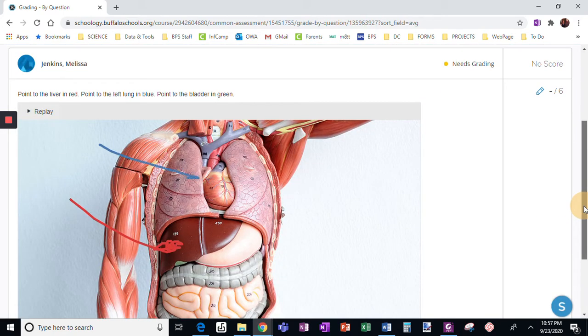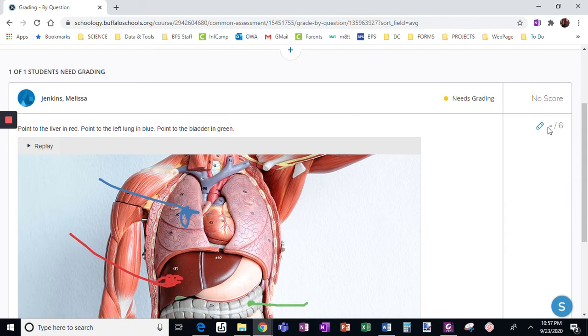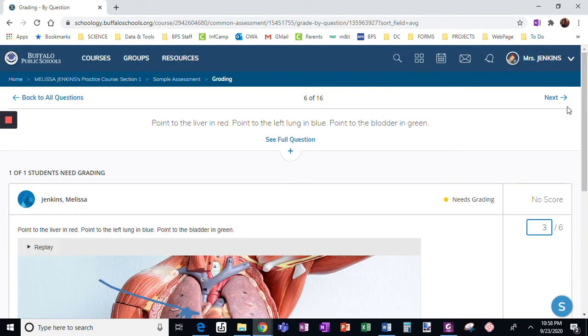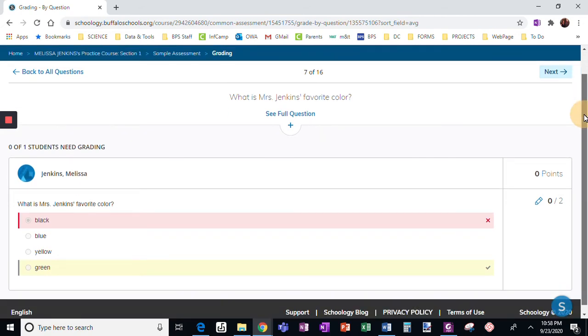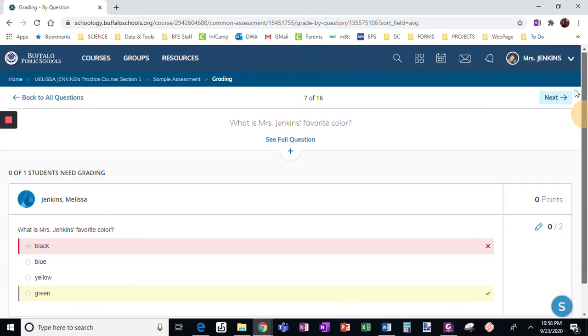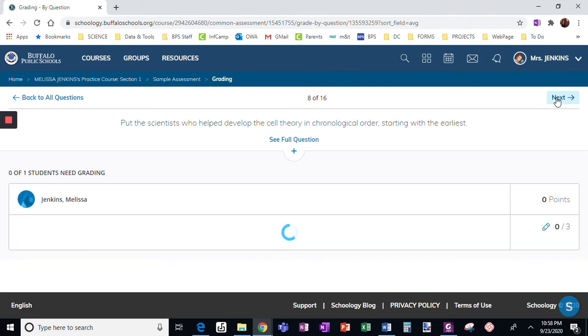Liver in red, yes. Left lung in blue, that's the right lung, and that's definitely not the bladder. So one of those is, well, you know, I'm going to give partial credit for the lung because it's a lung, just not the right one, or the correct one, I should say. That's definitely incorrect. I'm going to leave that.